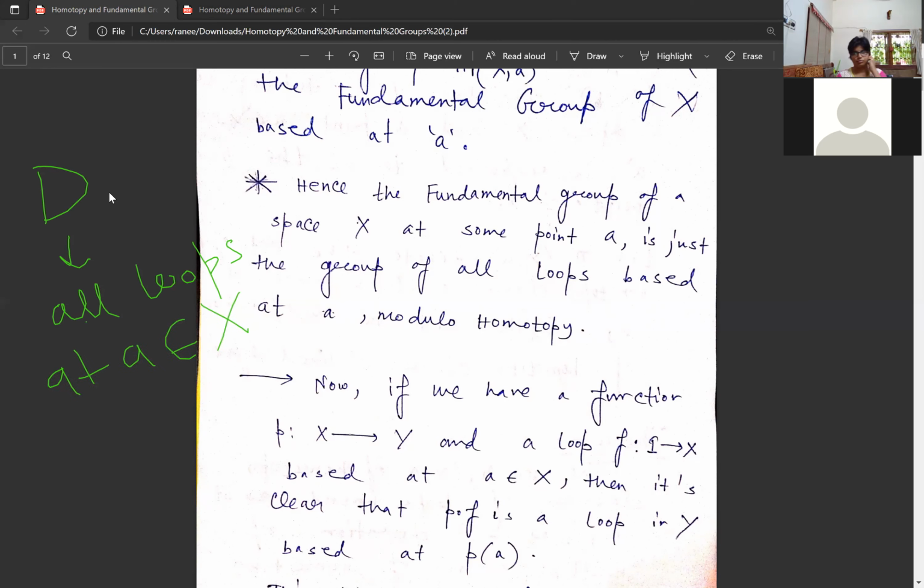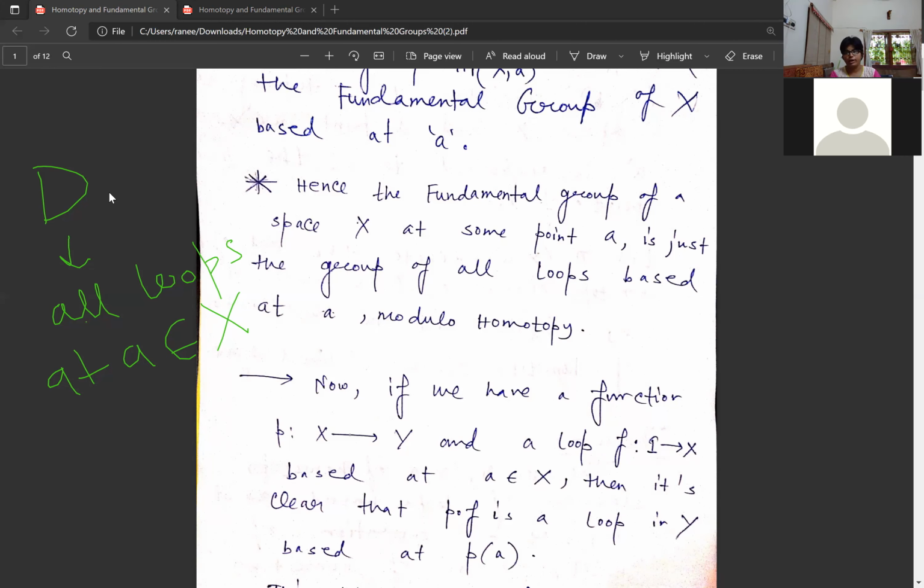So the line which I have written here with the asterisk: the fundamental group of a space X at some point A is just the group of all loops based at A, modulo homotopy. Modulo homotopy means my elements are the equivalence classes, the homotopy classes. That forms a group. It's not just that I consider all loops at a point A and that will be the fundamental group. No.